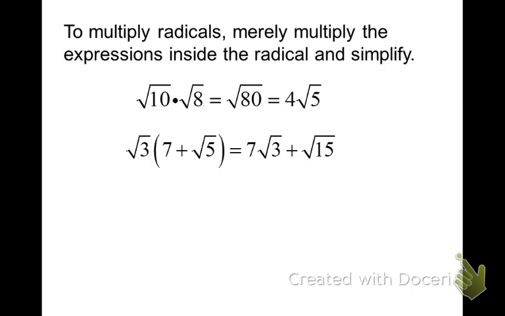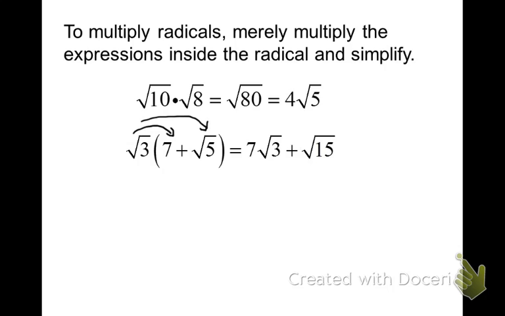Now here we have a radical multiplied by a binomial. So we have radical 3 outside, and that radical 3 is being multiplied by the binomial. So we're going to distribute that radical 3 just like we would anything. Radical 3 times 7 is 7 radical 3, and radical 3 times radical 5 is radical 15.